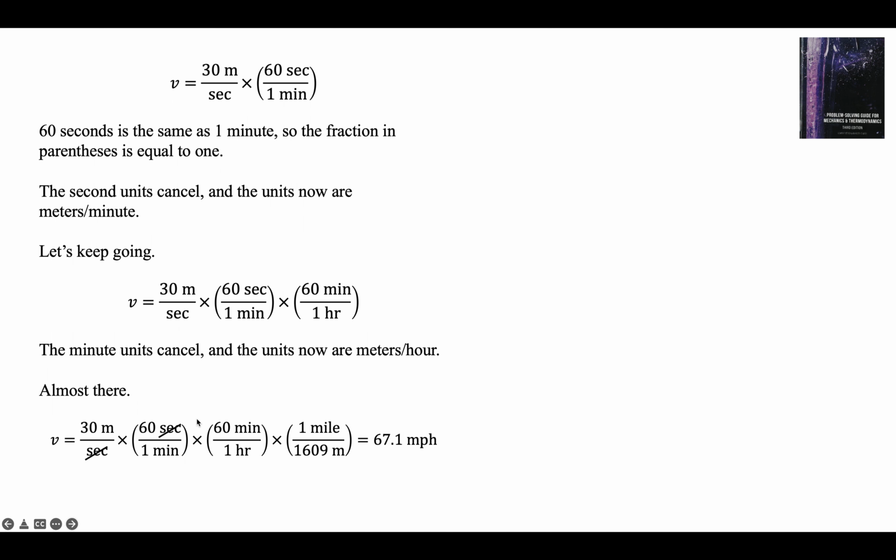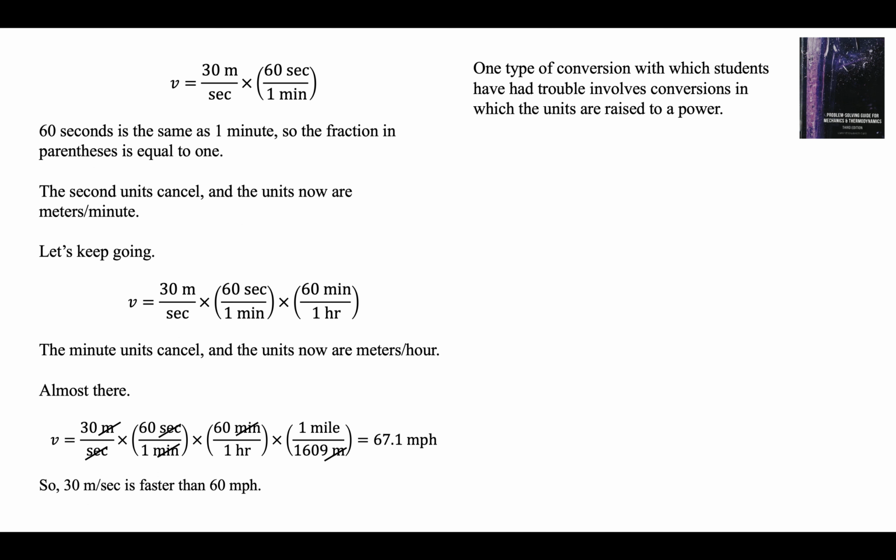So the second units cancel. The minute units cancel. And we have a meter here and a meter way over here. Those cancel. And we have miles per hour. We punch the buttons on the calculator: 30 times 60 times 60 divided by 1609. The number is 67.1. The unit is miles per hour. So 30 meters per second is faster than 60 miles an hour.